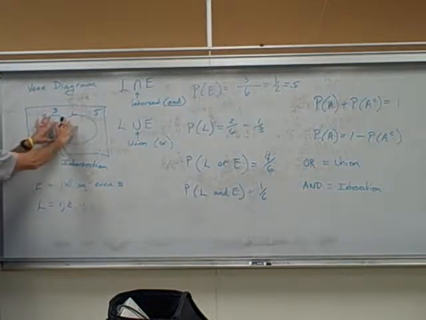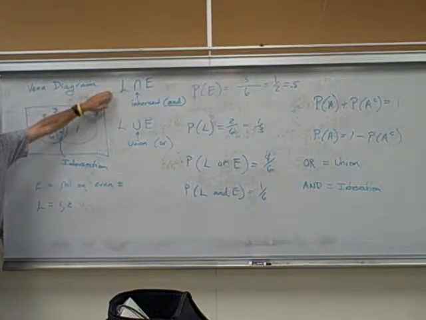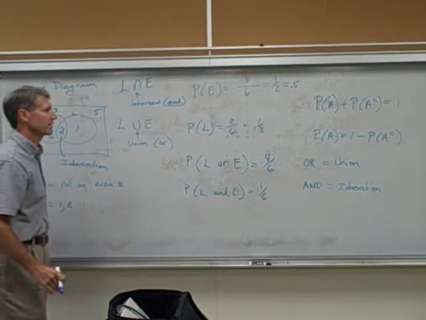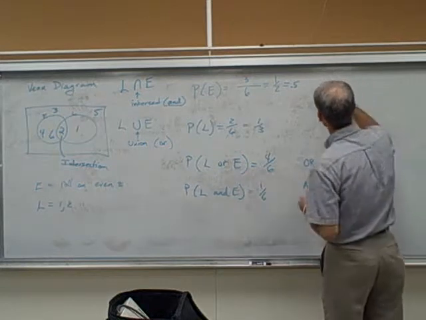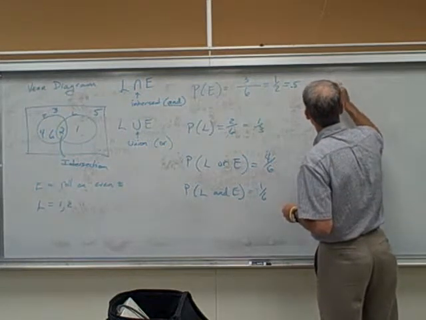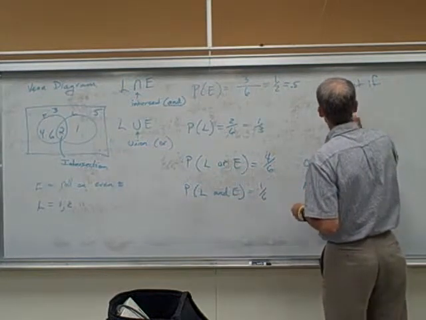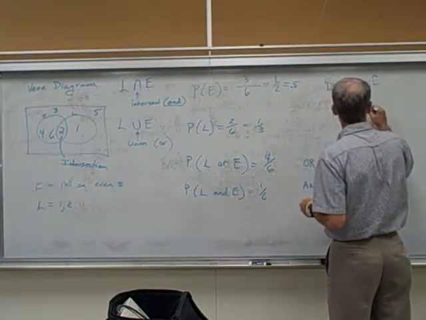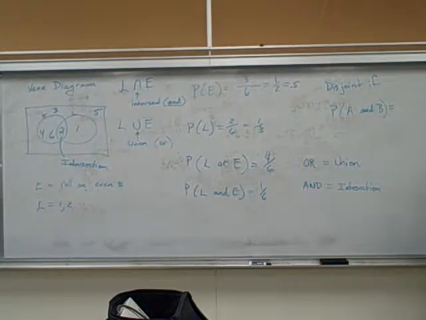If two sets do not have any overlap, their intersection is empty, then we say they're disjoint sets, right? Or disjoint events. So, disjoint if the probability of A and B is equal to what? 0.